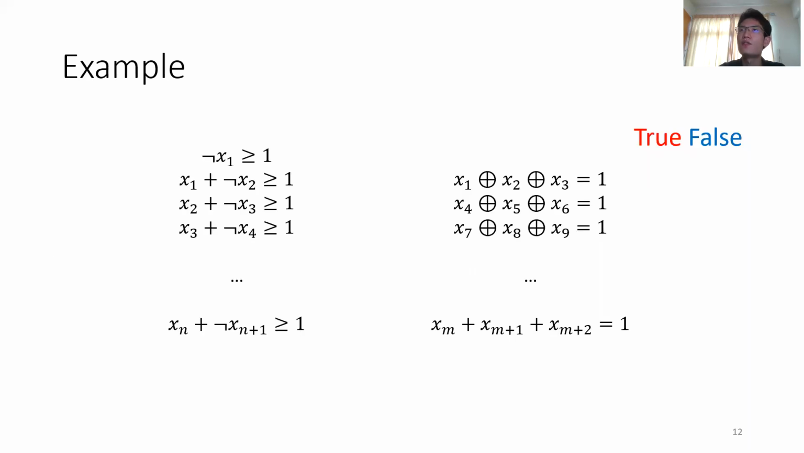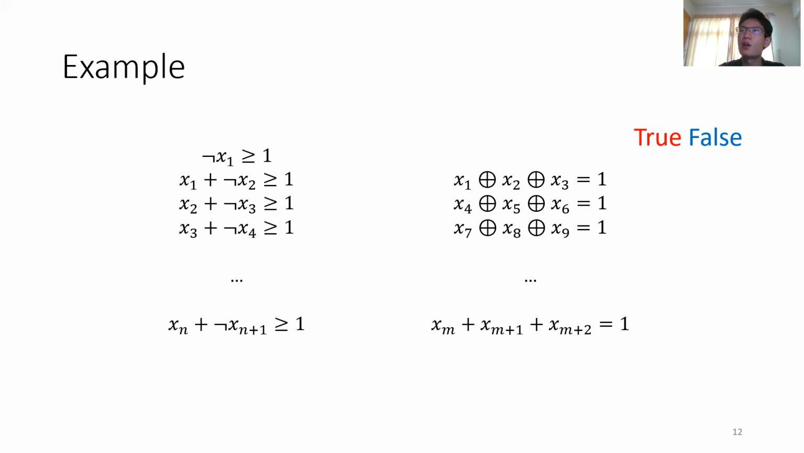Suppose we are going to solve the following PB-XOR formula. The first PB constraint is negative x1 greater than or equal to 1. The second is x1 plus negative x2 greater than or equal to 1, until we have xn and xn plus 1. The XOR constraints have x1 XOR x2 XOR x3 equals 1, until xm, xm plus 1, and xm plus 2. We use the red color to highlight the variables evaluated to be true, and the blue color for variables evaluated to be false. Now let's try to solve the formula.